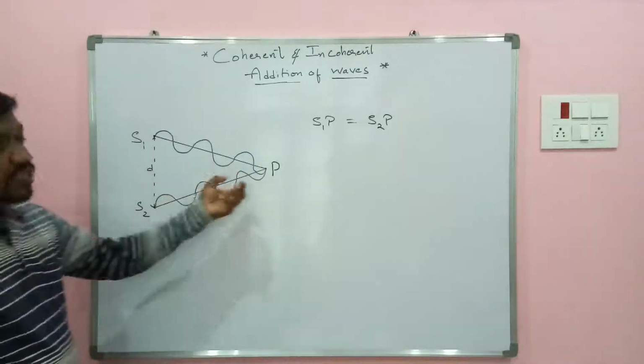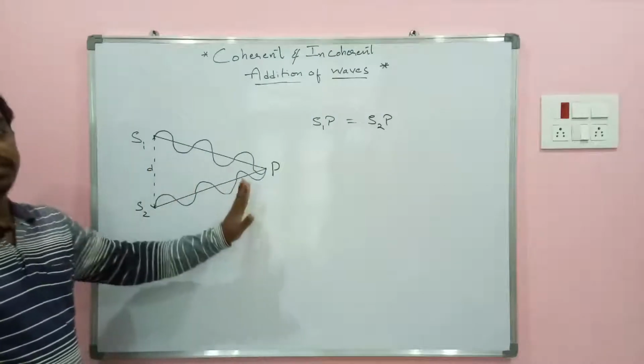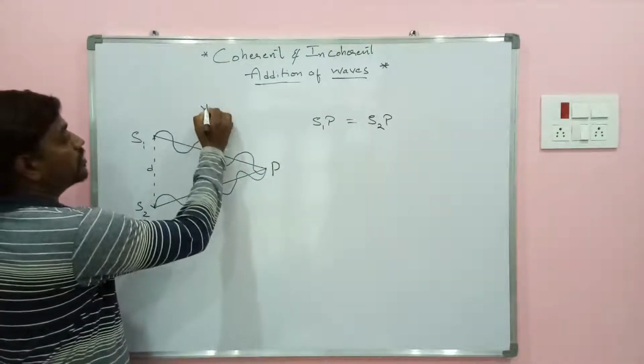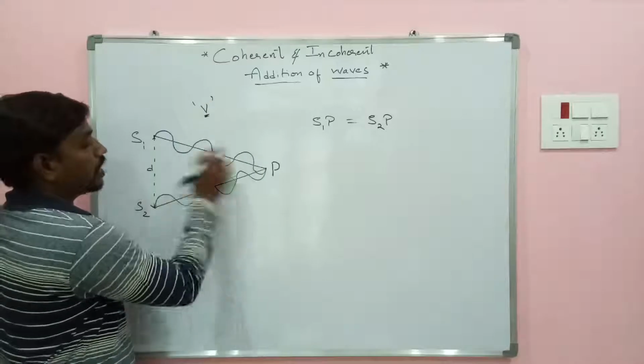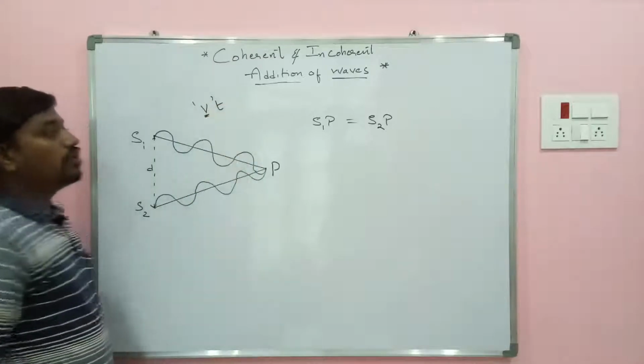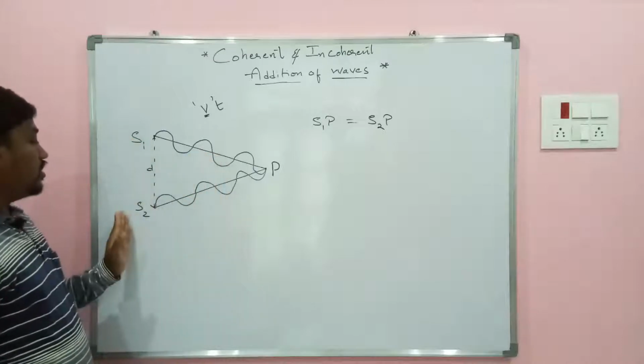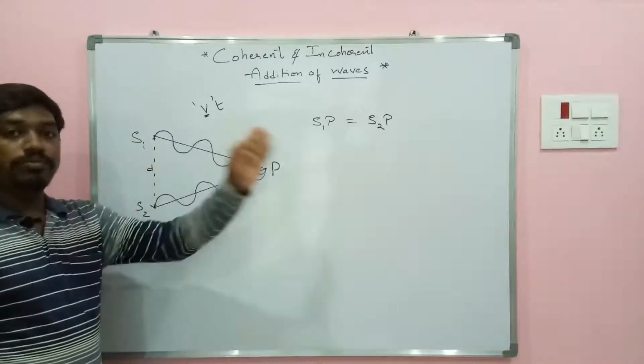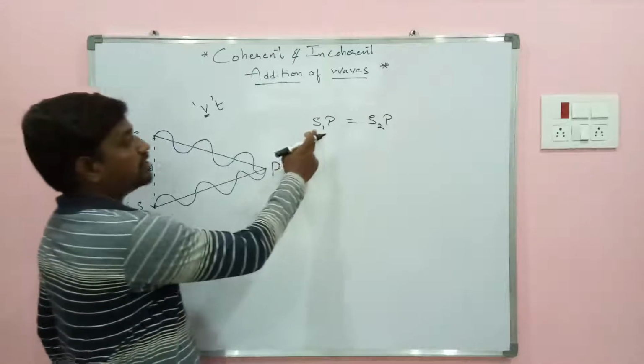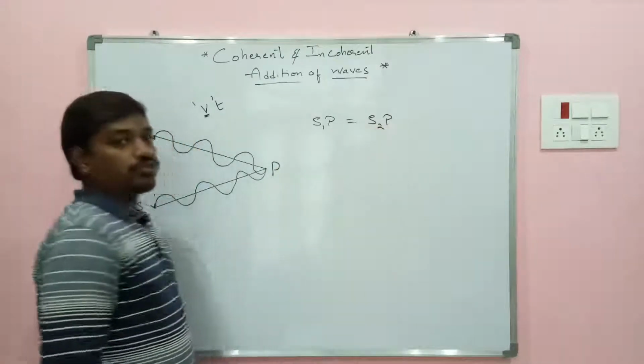As the distance is the same and the medium is the same, the wave velocity will be the same and the time of travel is also the same. So the distance traveled by the wave from S1 and the distance traveled by the wave from S2 will be equal. So the condition is S1P equals S2P.